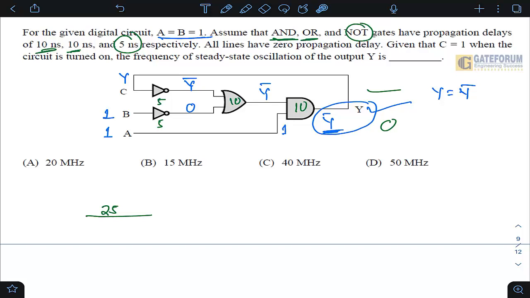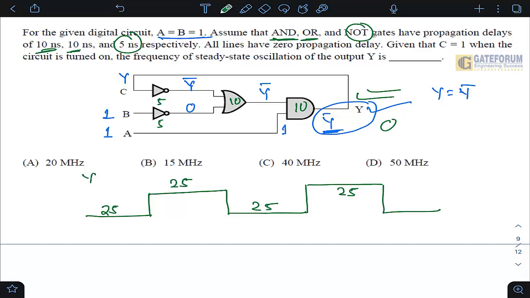So if I am assuming output is 0, so this is staying for 25 nanosecond. Then after 25 nanosecond, that becomes 1. So this one is staying again for 25 nanosecond. Again after this it will be 0 for another 25 nanosecond, and again it will be 1, and so on and so forth. So this is how the waveform you will get at the output, I mean the waveform of Y. So we are supposed to find the frequency, right?